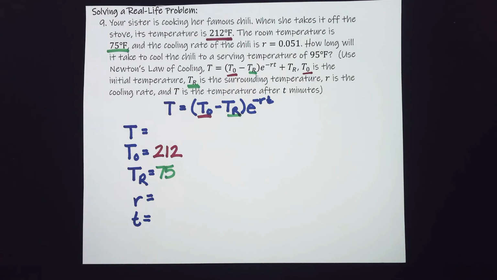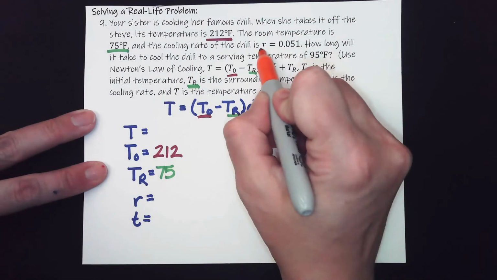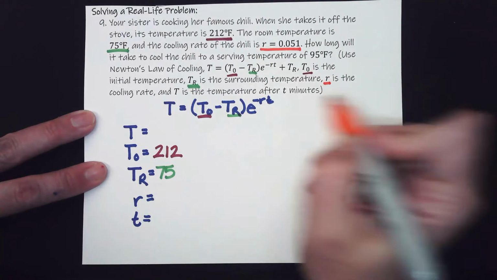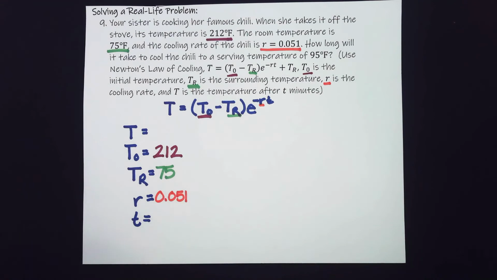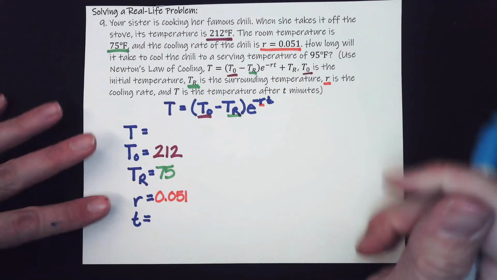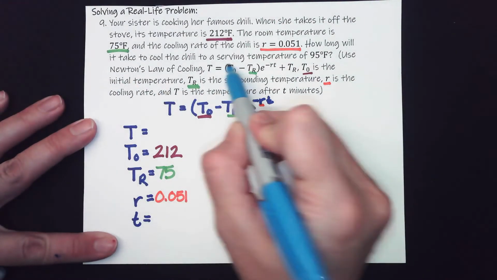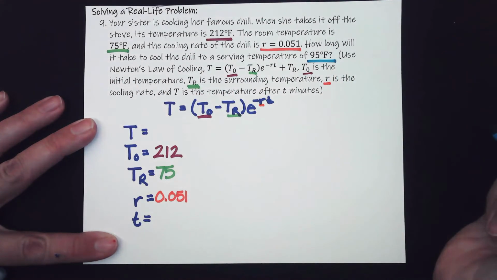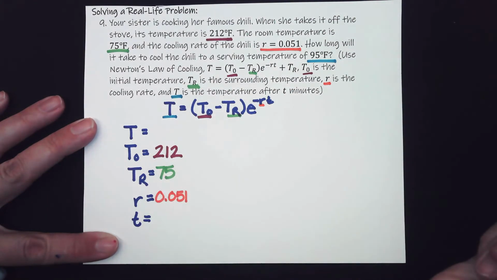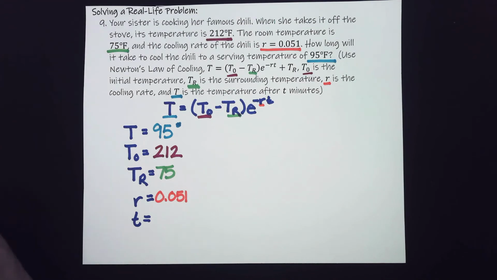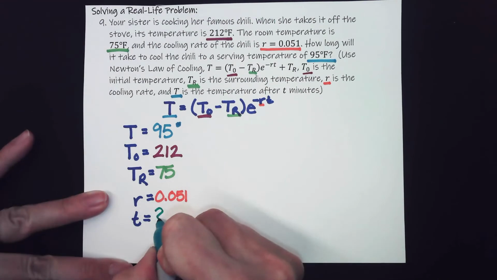Okay. Then it says the cooling rate, it even tells you is r. So I know my lowercase r, which is right here, and that is 0.051. Okay? And then it tells you how long will it take the chili to be at a serving temperature of 95 degrees. So that is the temperature we want after some amount of time. So that's my capital T. So that's 95 degrees. Oh, we don't even need to write the degrees. Okay, so what I'm looking for here is my time. That's my question mark.